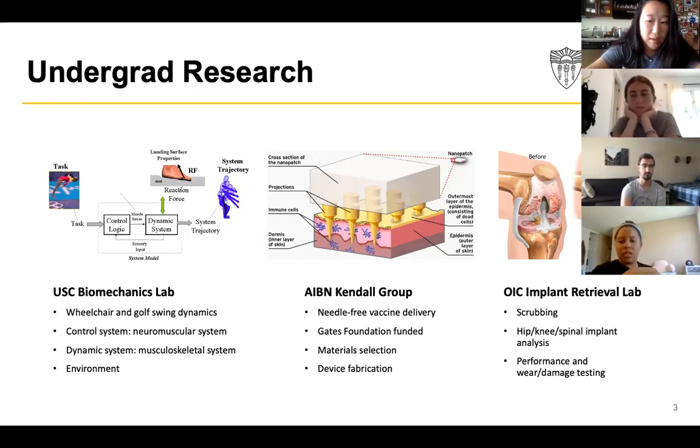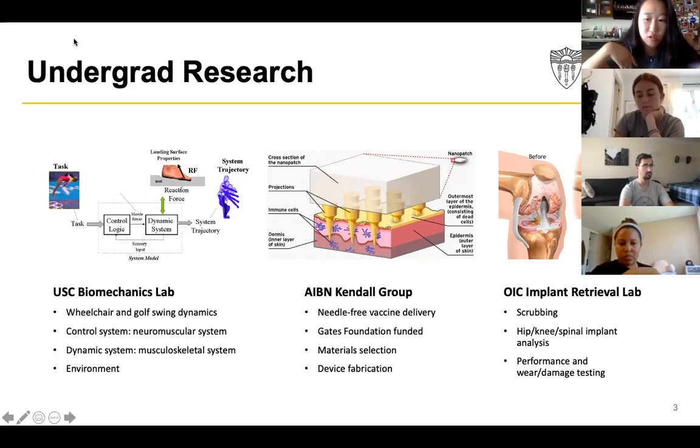So a lot of my time there was honestly cleaning the implants to make sure that they were clean, and then using microscopy to look at the surfaces of the implant to see if there was scratching and kind of like particles that were loose that would potentially damage the human tissue around it. So these were like the 3 projects I was able to get involved with in undergrad.